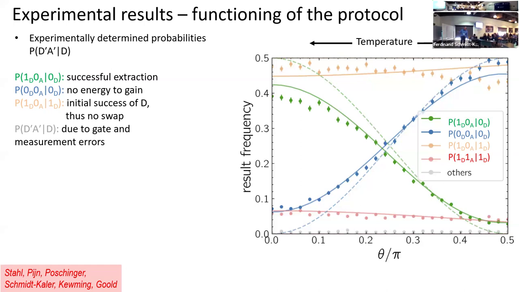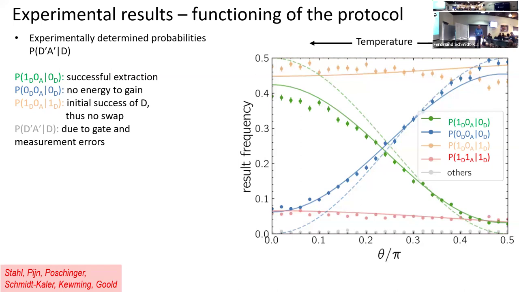But what you see is that the dashed lines, this would be the ideal shape for the green, but we see there is a deviation, and this is a fit here, which takes into account a little bit a wrong gate, which we do. So the Bell state is not perfect, and this control Y gate is not perfect. And that makes all these deviations, explains them perfectly. So you see with temperature, we see that these different processes happen, and the daemon can extract energy efficiently with the protocol.